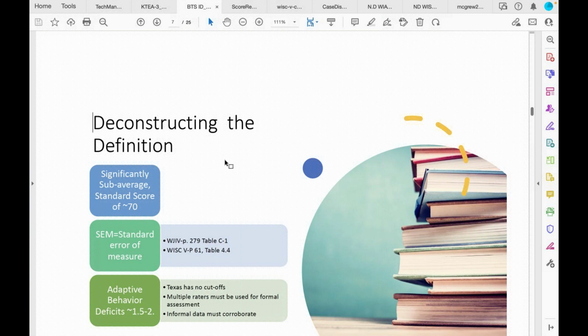Now, it's usually 2 or 3. But all you have to do is go to the manual. In the WISC, it's on page 61, table 4.4. On the WJ, I already got it queued up. It's page 279, table C1. So this is page 279.